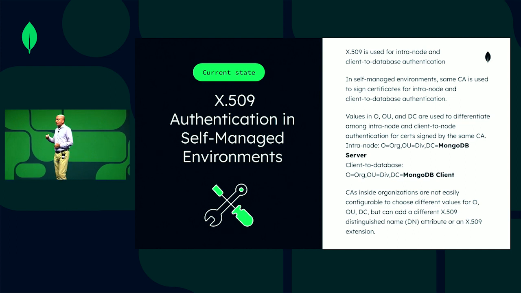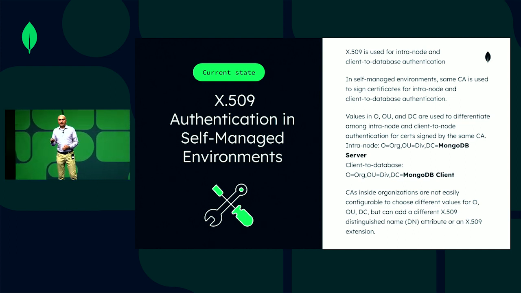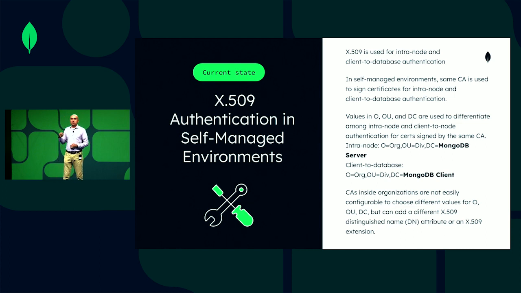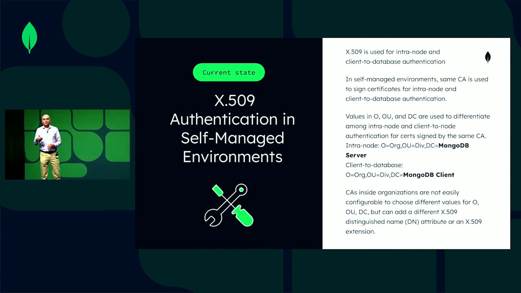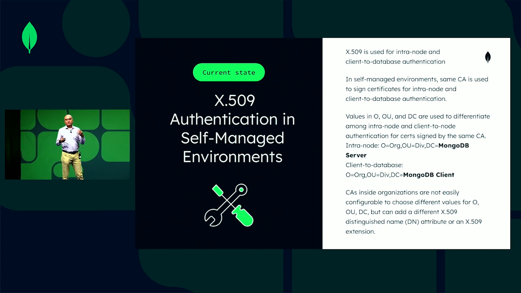So in self-managed environments, what ends up happening is that typically there is only a single certificate authority available inside that organization. So the question comes up: how can the MongoDB database differentiate between the authentications that are happening among the different nodes inside a deployment versus the application to database authentication, if both certificates are signed by the same certificate authority?